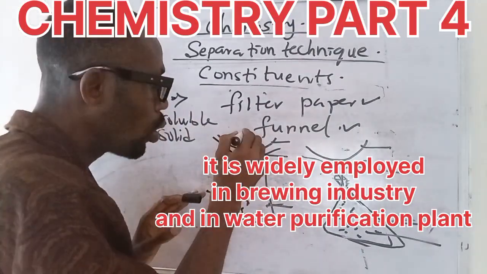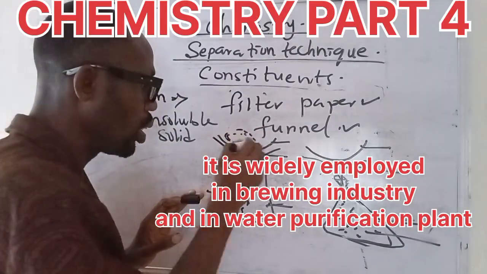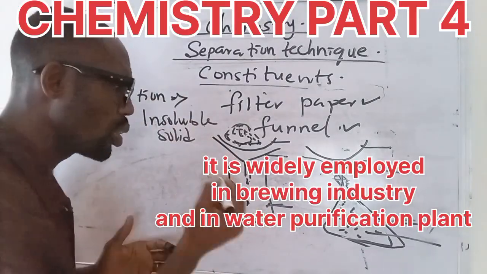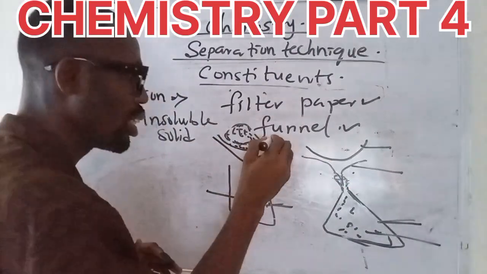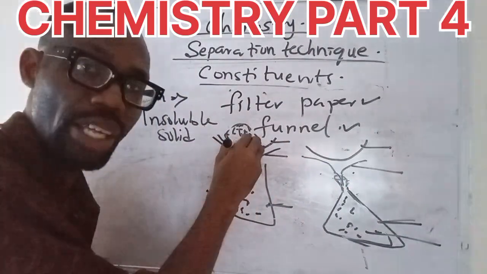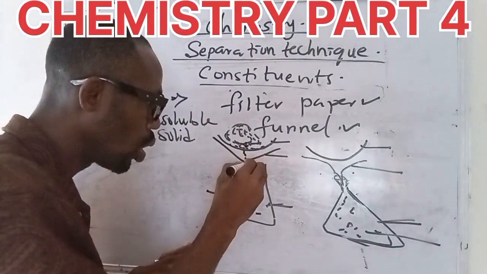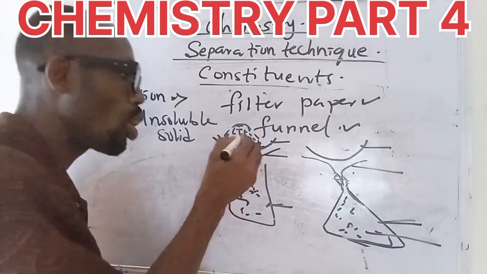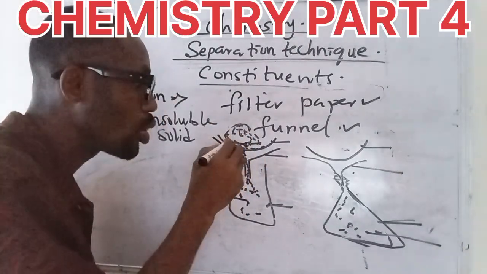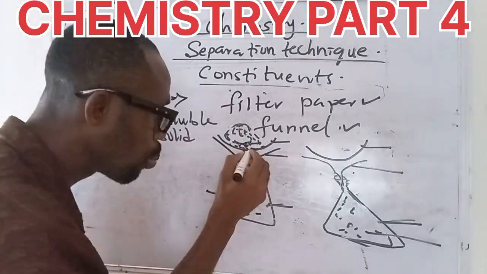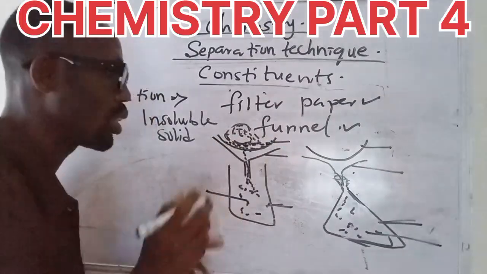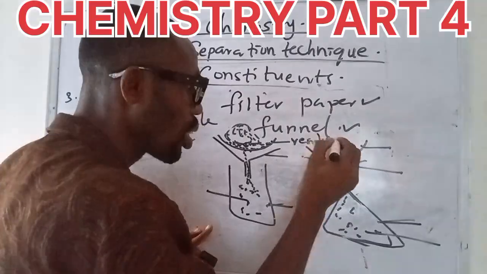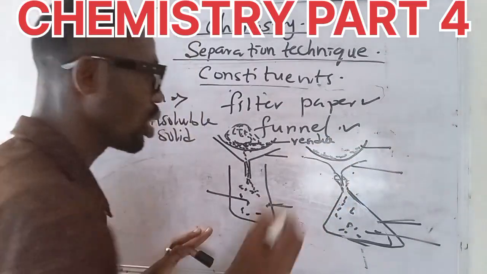When you pour the insoluble solid solution or mixture into this place, you will notice that the pores in the filter paper are so tiny that they allow the liquid part of the mixture to go through, and they come here. The insoluble solid that is unable to go through these pores will stay on the filter paper. That insoluble solid, we call it residue. Do you see it now? We call it residue.